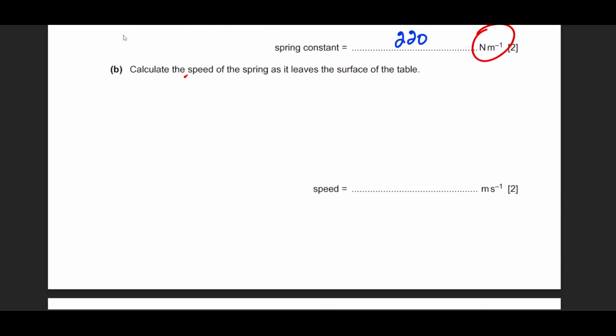So calculate the speed of the spring as it leaves the surface. No problem, since we understand that the elastic potential energy is equal to the kinetic energy. So whatever energy is available, 0.048 joules, is equal to the kinetic energy, which is going to be half mv squared, which is equal to 1 over 2.